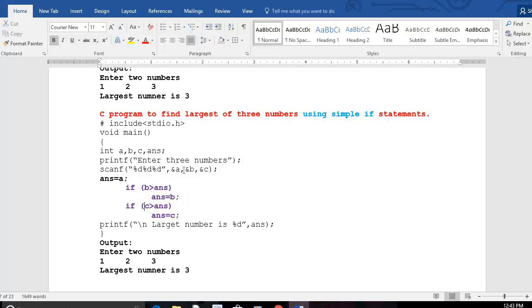Take this example. I entered 1, 2, 3. In answer, 1 will be stored. What is the answer? 1. B is how much? 2. 2 is greater than 1? Yeah. That 1 is overwritten with 2. Next 3. 3 is greater than 2? Yeah. Answer is overwritten by the new value 3. Largest number is 3. How many times did I use simple if here? 2 times. Okay, this is how to find the largest of three numbers using simple if.